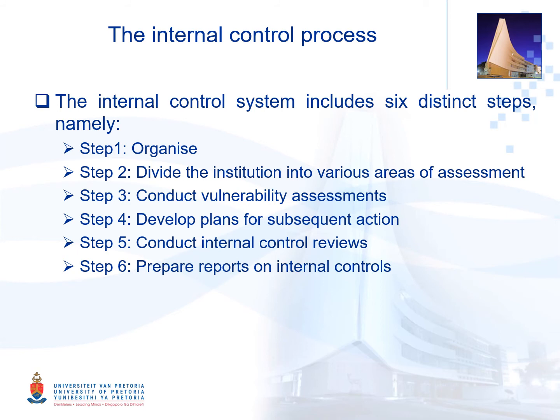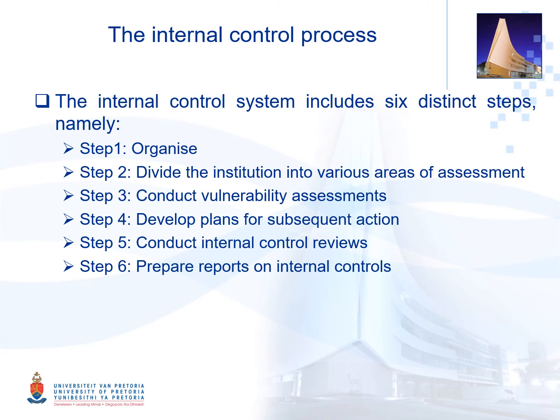The process of evaluating, improving, and reporting on the internal control system could include 6 distinct steps, namely: Step 1, organize. Here it is about consideration to be given to assigning responsibilities for internal reporting, documentation, personal supervision, and scheduling of the evaluation process, which include vulnerability assessment and internal control reviews.